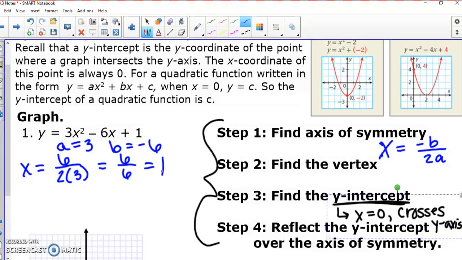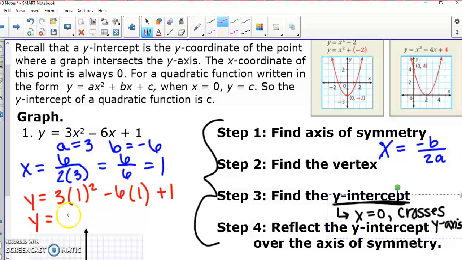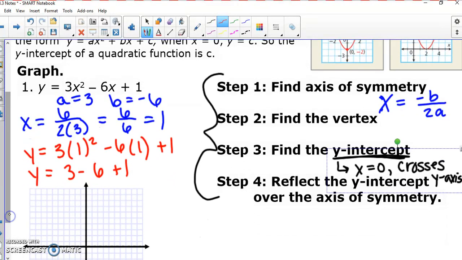Now we're going to use that to go and find the vertex. Remember, for the vertex, we plug in our x value that we got from our axis of symmetry, and we solve that for y. So we'll have y equals 3 times 1 squared minus 6 times 1 plus 1. So we should have 3 minus 6 plus 1, and we should get -2, I believe. So y equals -2. That means our vertex is the point (1, -2).